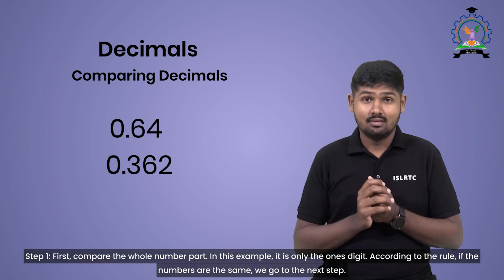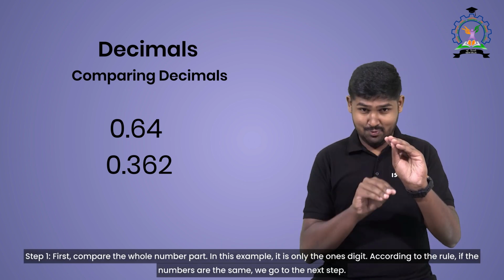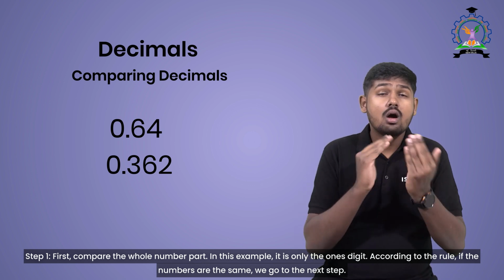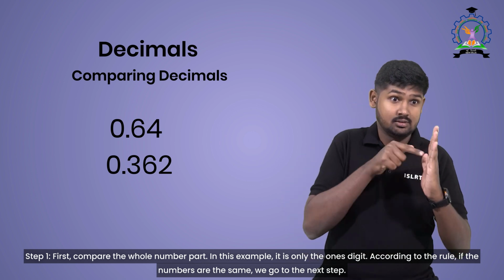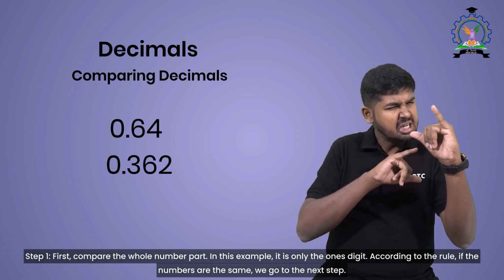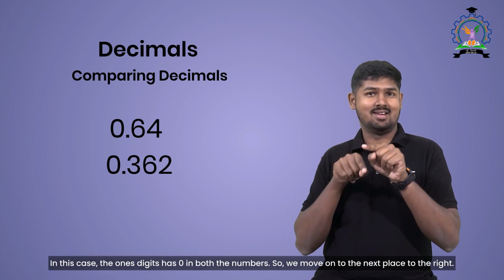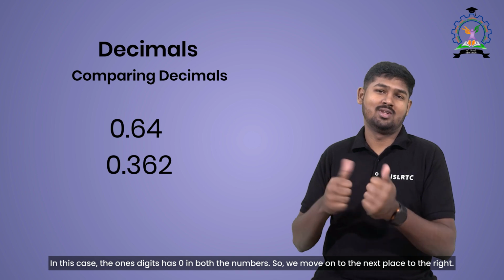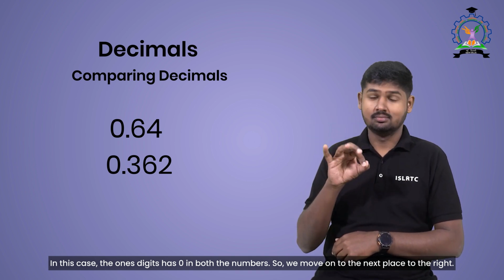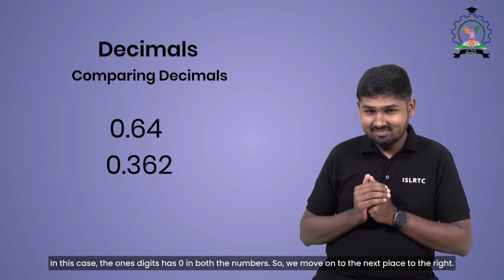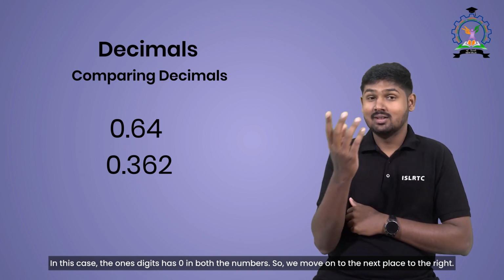Step 1. First, compare the whole number part. In this example, it is only the ones digit. According to the rule, if the numbers are the same, we go to the next step. In this case, the ones digit has 0 in both the numbers. So, we move on to the next place to the right.